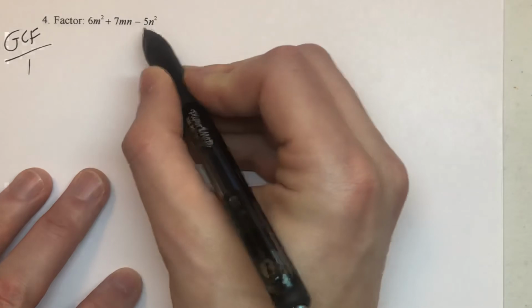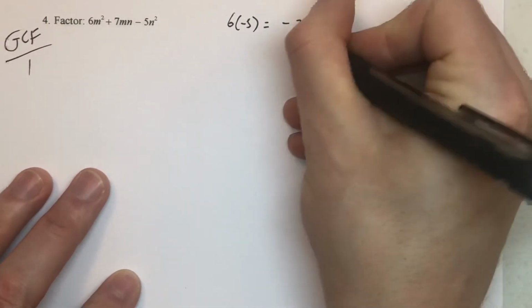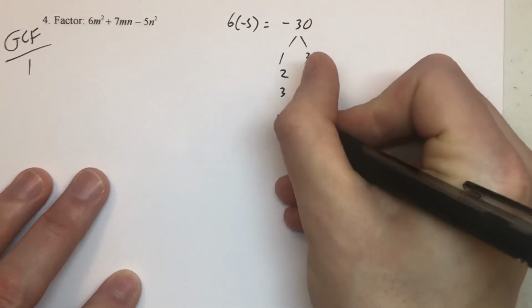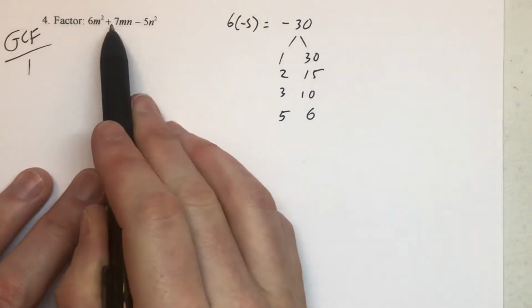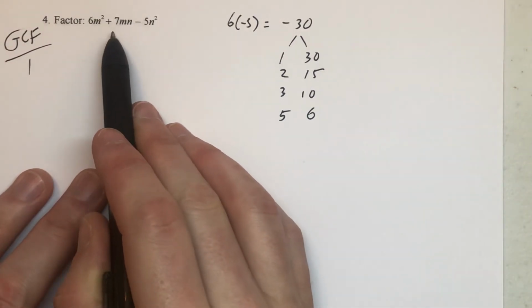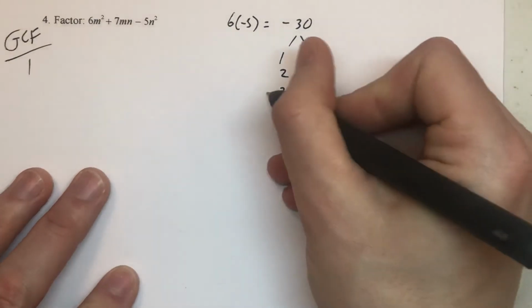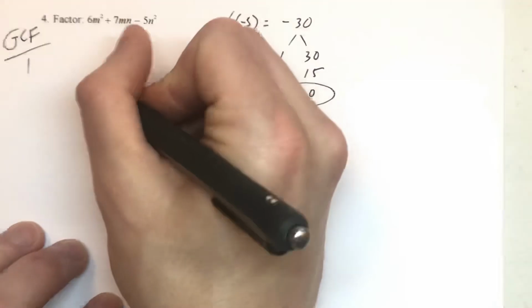So we start with the A and the C. Another 6 times negative 5, giving me a negative 30. So same pairs of numbers for factors of 30. And now I want them to add to a positive 7. Well, negative meaning opposite sign, but adding to a positive 7 looks like it'll be negative 3 and positive 10.